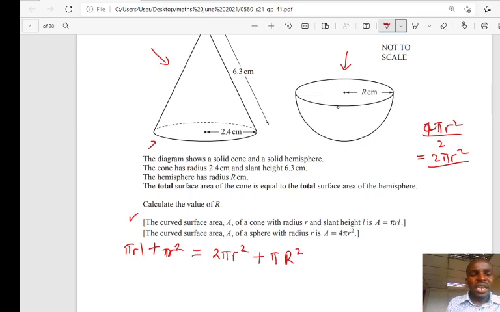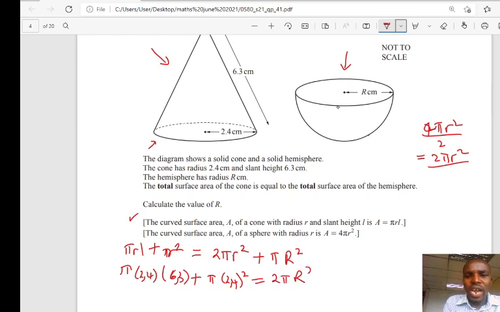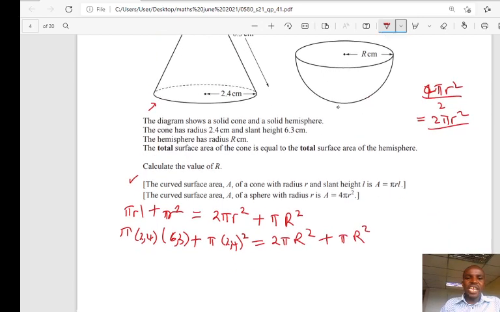Now we have to substitute. Let's substitute now. Pi is pi everywhere. Radius of the cone is 2.4 centimeters. So we say pi times 2.4 times slant height 6.3, plus area of a circle, pi r squared, we say pi times radius 2.4 squared, is equal to, on this side, 2 pi times radius r squared of the hemisphere, then plus pi times radius of the hemisphere r squared. Then you can say we are done.